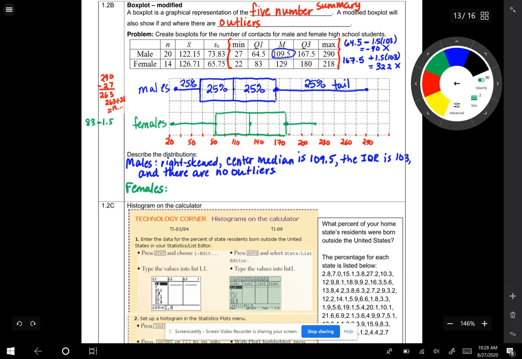If you look at the females, it's not symmetric. It could be pretty close. There's just a little bit of skew over there on the left. So I'm going to call this a tail. It's a slight skewness, but there's a skewness. So left skewed. Center, median, and again, look at the table, is 129. The IQR is 180 minus 83, so 97.